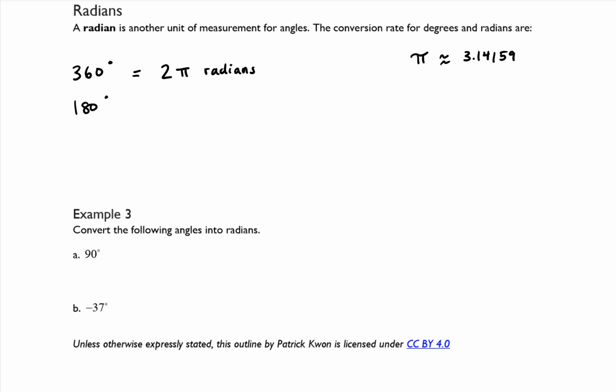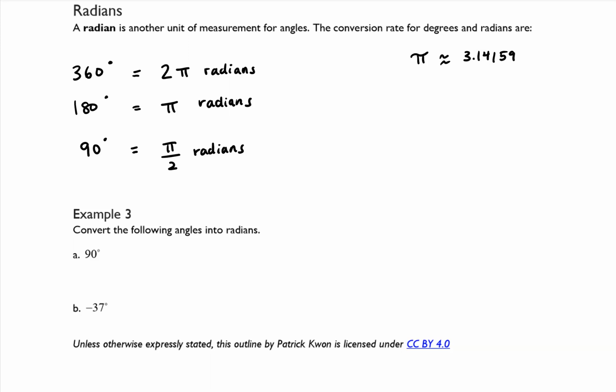Another one that is common is 180 degrees, which is a half rotation of a circle, is equivalent to pi radians. And so that means that half of both of those is that 90 degrees is equal to pi over 2 radians. So these are all possible equations that you can use for conversions. Let's go ahead and use those in example 3.